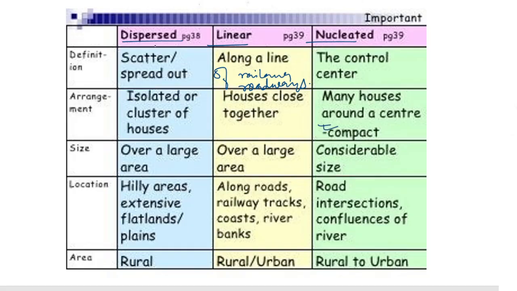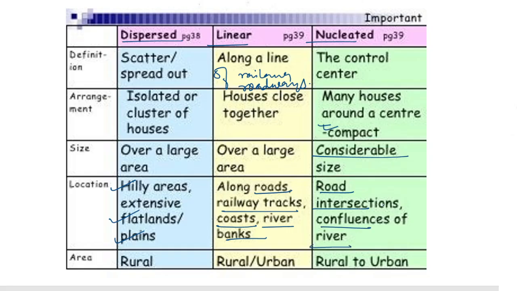Dispersed and linear occupy an overall large area, whereas nucleated is of considerable size. Though you have a large area, the number of settlements is also huge. Now we will discuss where these kinds of settlements are seen. Dispersed are seen in hilly areas or extensive flatlands or plain land, but that has to be extensive. Linear settlements are seen along roadways, railway tracks, coasts or river banks. And nucleated settlement could be seen where roads intersect or at the confluence of rivers.